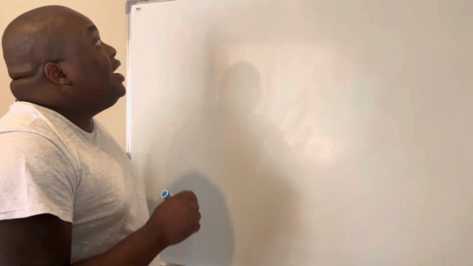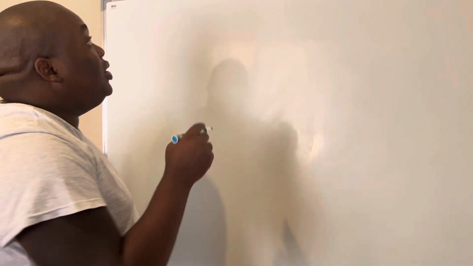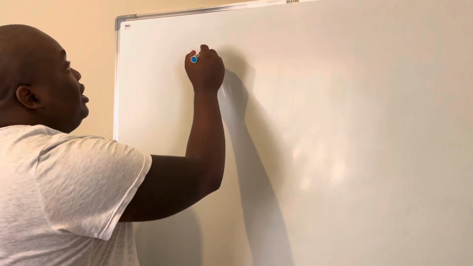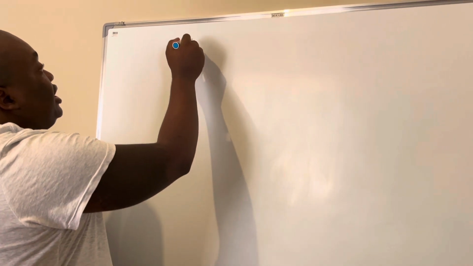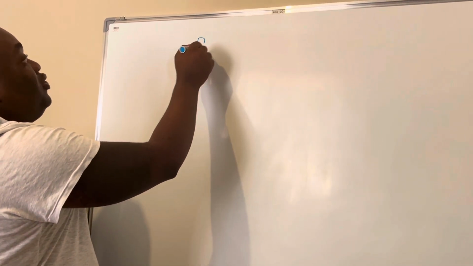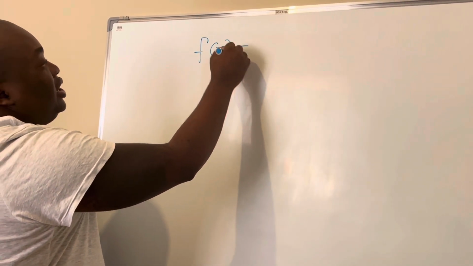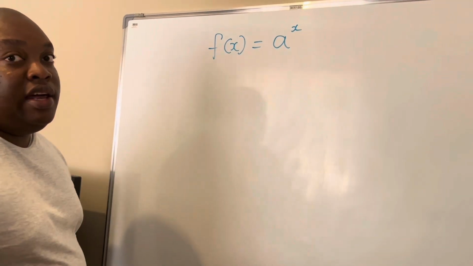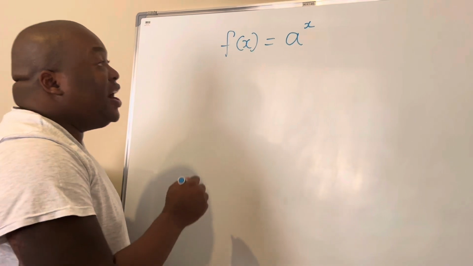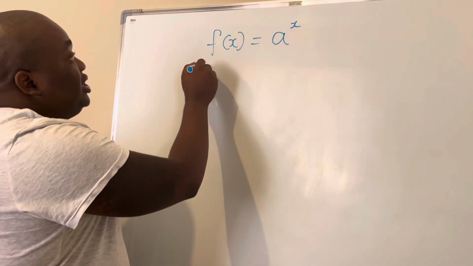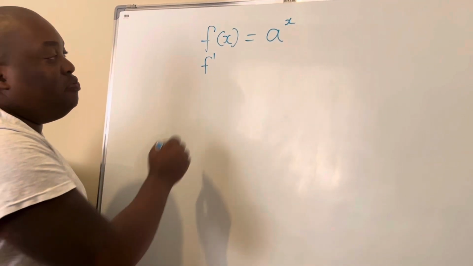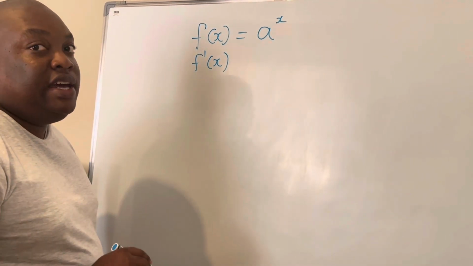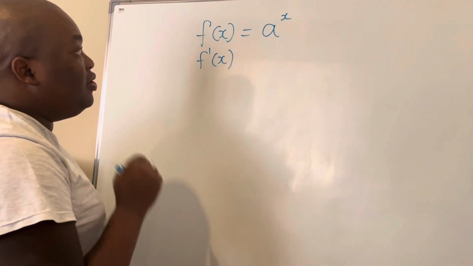So today I want us to begin by looking at how you differentiate a function. I'll call this the general rule. If you are given f of x equal to a to the power x, and the question is asking you to find the derivative, the derivative is denoted by f prime. Once you see an f prime of a function, it means it's a derivative of that function.